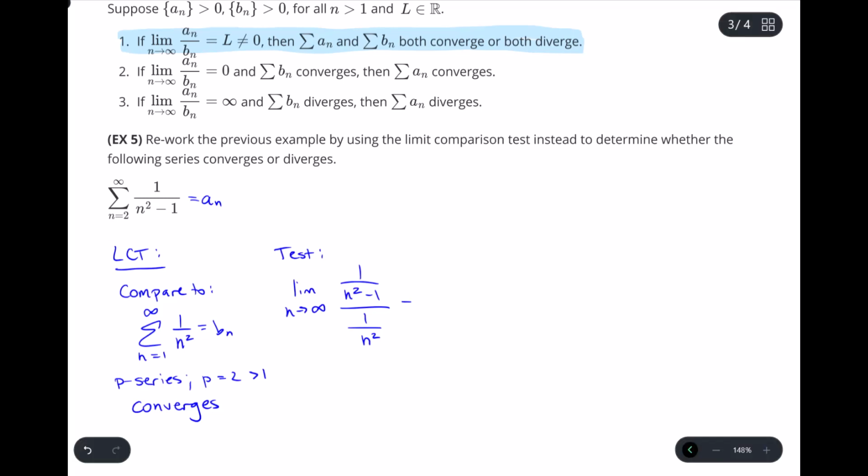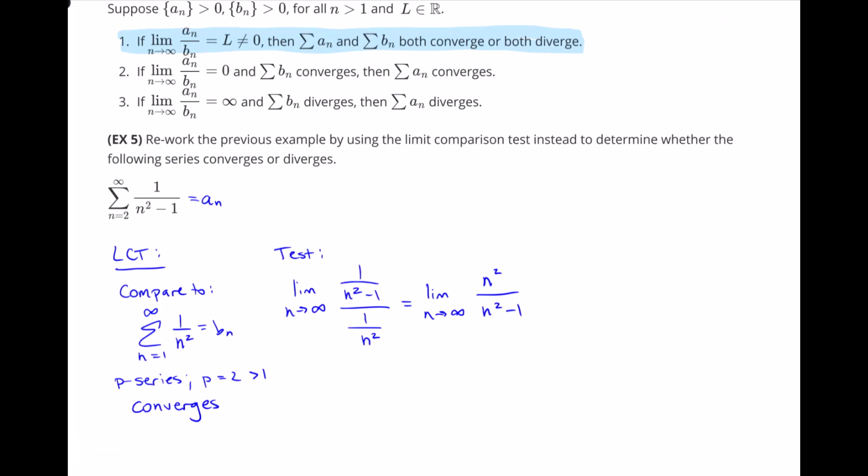All right, so changing this fraction into something simpler, I'll multiply by the denominator. So this would just be the limit as n goes to infinity of n squared over n squared minus 1, for which you can use L'Hopital's rule. That would just take a couple of steps and you'd be done.